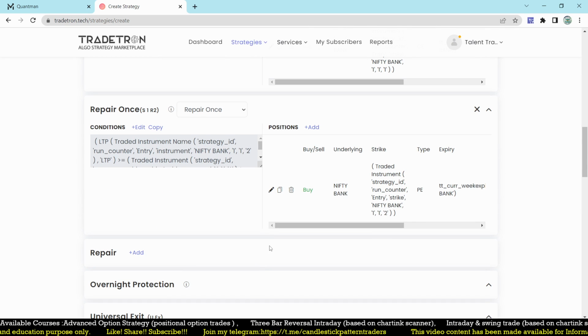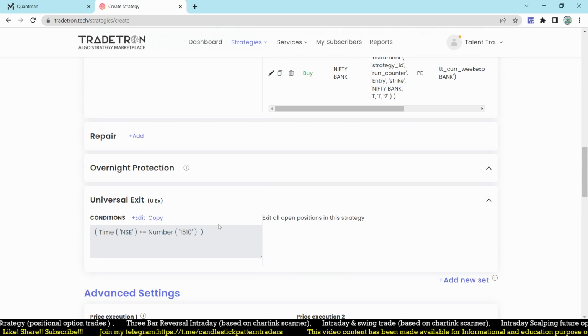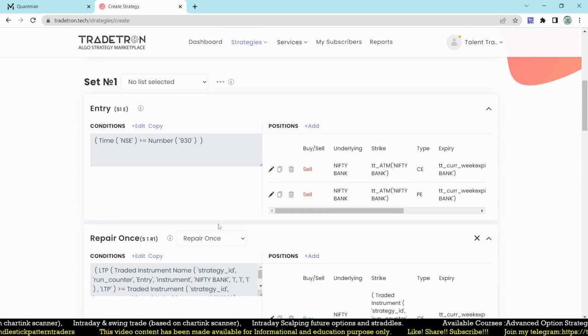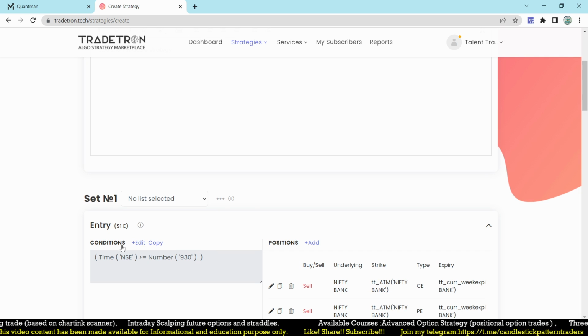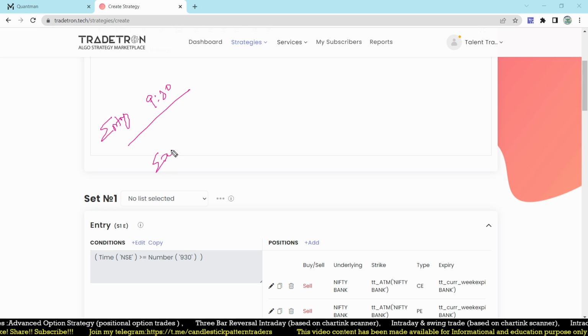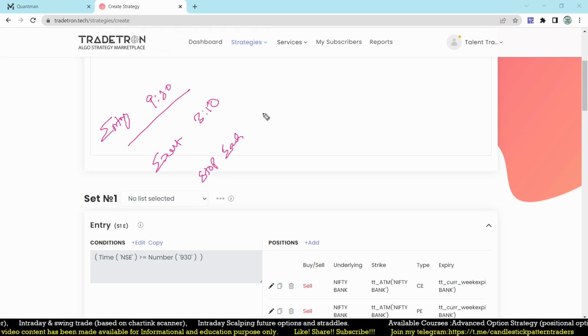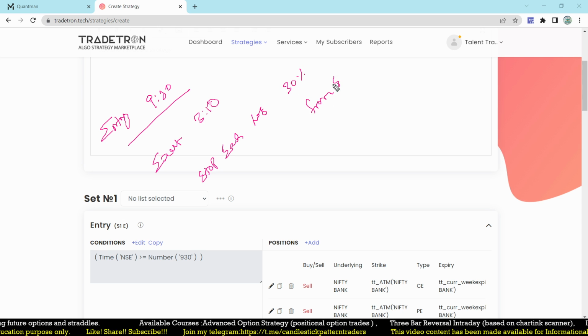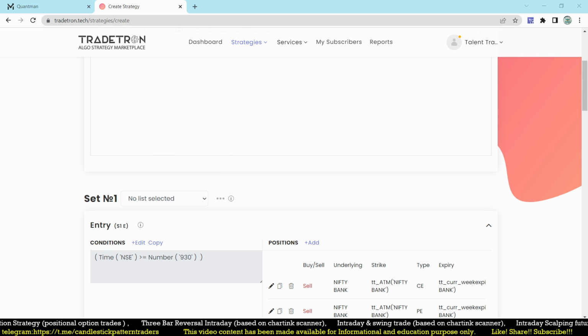So we are not making any target for a fixed 1,000 rupees or 2,000 rupees or 3,000. Nothing like that. Simply the entry condition is 9:30. Whatever the price, entry 9:30, exit 3:10, and the stop loss for each leg is about 30% from entry. That is the condition which we have created here. And let's look at that after making the conditions.